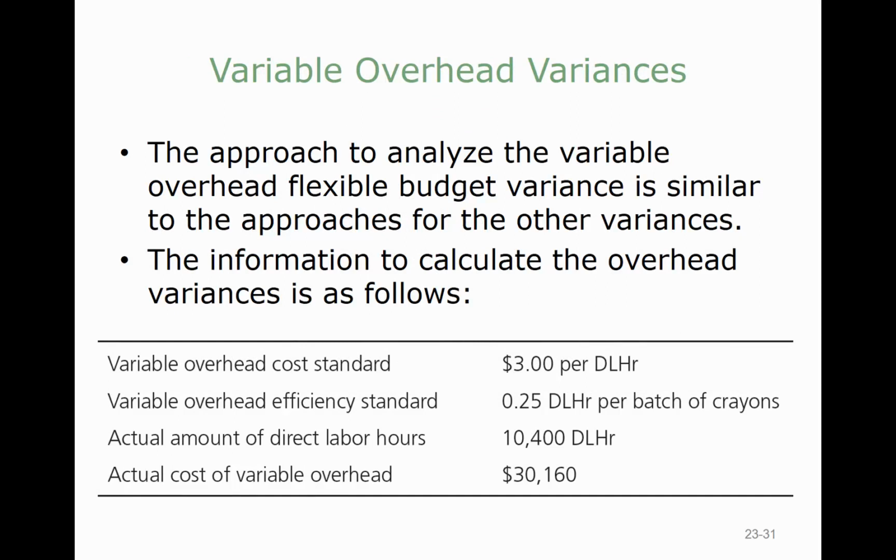For variable overhead, same thing. We break it down to some rate, right? So the variable overhead cost standard in this case is $3 per direct labor hour. How do they do that? By saying this is how much overhead we think we are going to have. This is how many direct labor hours we're going to have, dividing it out and saying that's the variable overhead standard. Same with efficiency standard. They just calculate it.